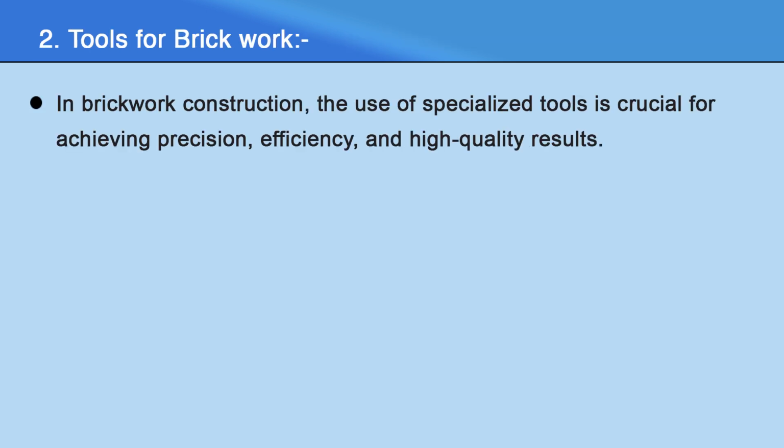So, starting with the tools for brickwork. In brickwork construction, the use of specialized tools is crucial for achieving precision, efficiency and high quality results. These tools are designed to handle specific tasks such as cutting, shaping, aligning and finishing bricks and mortar. From the fundamental brick hammer and trowel to the precision tools like the spirit level and mason's square, each tool plays a vital role in the bricklaying process.